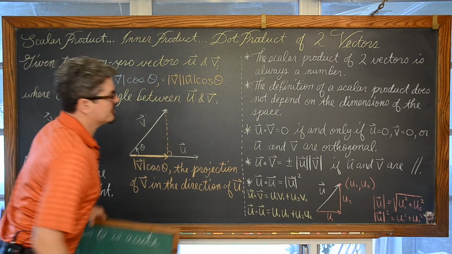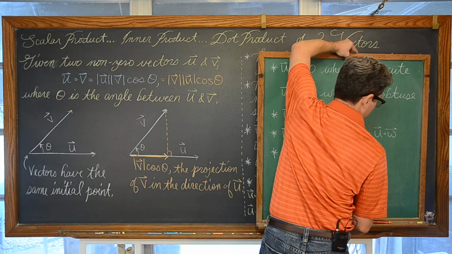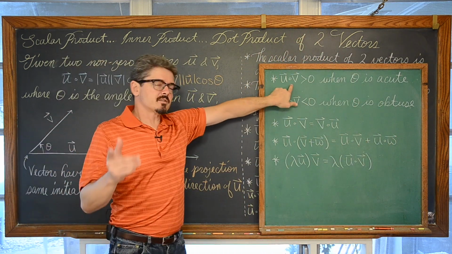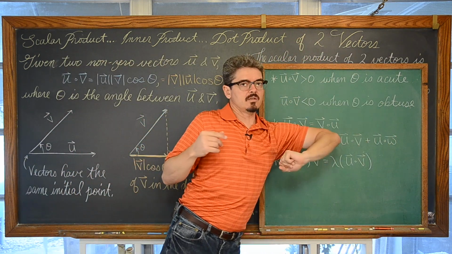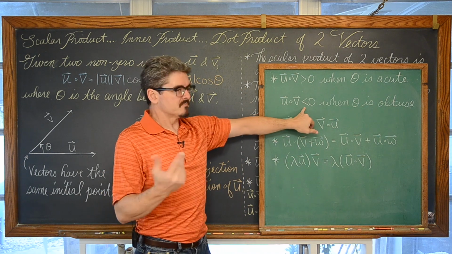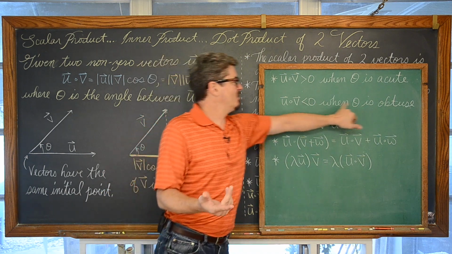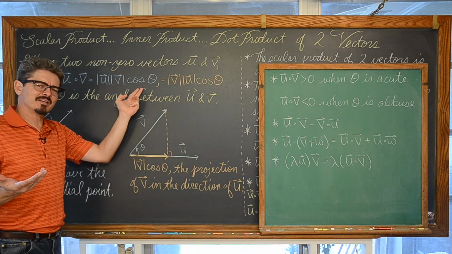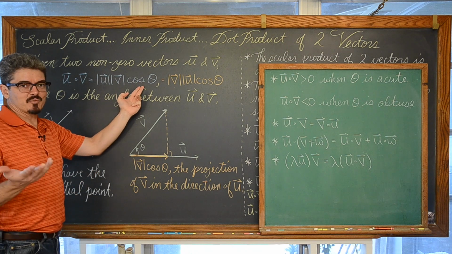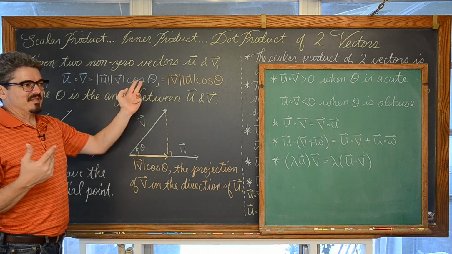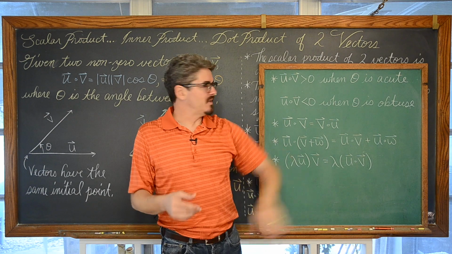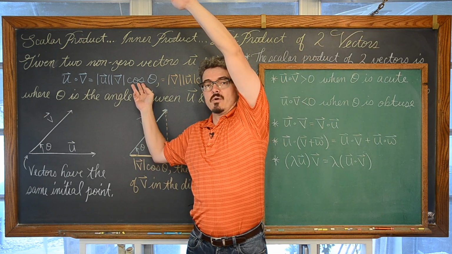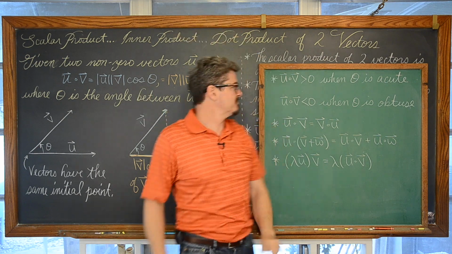So some of our other properties of the scalar product, inner product, dot product of vectors: the dot product of two vectors is greater than 0 when theta is acute. The dot product of two vectors is less than 0 when theta is obtuse. It's really easy to understand when you're looking at this definition of the dot product. If your angle is acute and you're in quadrant 1, cosine is positive in quadrant 1. If you're in quadrant 2, greater than 90 degrees, cosine is negative.